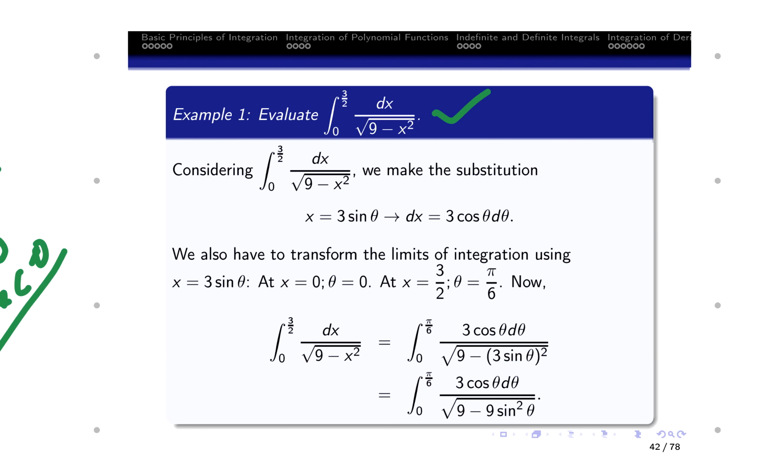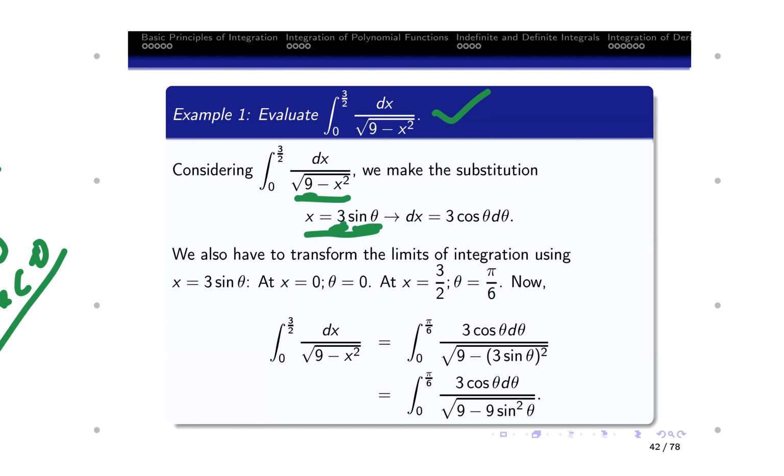And of course, whenever you have something minus x squared, like you already know, and if you forget, you can quickly draw your triangle to get that. So whenever you have something minus x squared, the x is going to be a sine theta. And in this case, a squared is 9, so automatically a is square root of 9, which is 3. So considering that integral, we make the substitution x equals 3 sine theta, right?